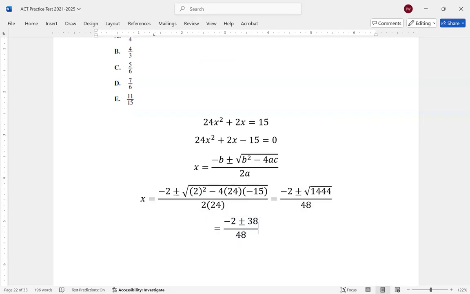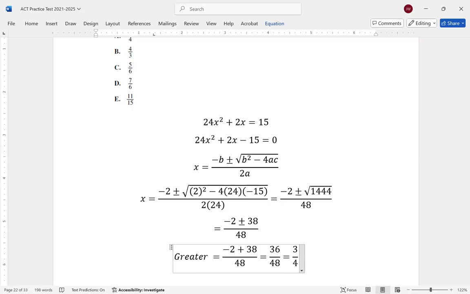Now, this gives me two answers for x, one with the plus, one with the minus. If I'm looking for the greater of the two answers, it's going to be the x value where I've added 38. So just take negative 2 plus 38 and divide it by 48. So when you do that, you get 36 divided by 48, which if you simplify that, gives you 3/4.